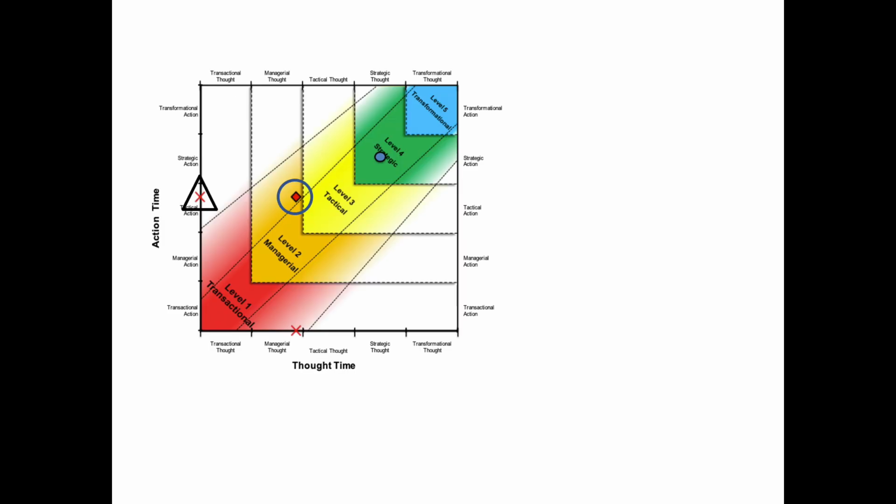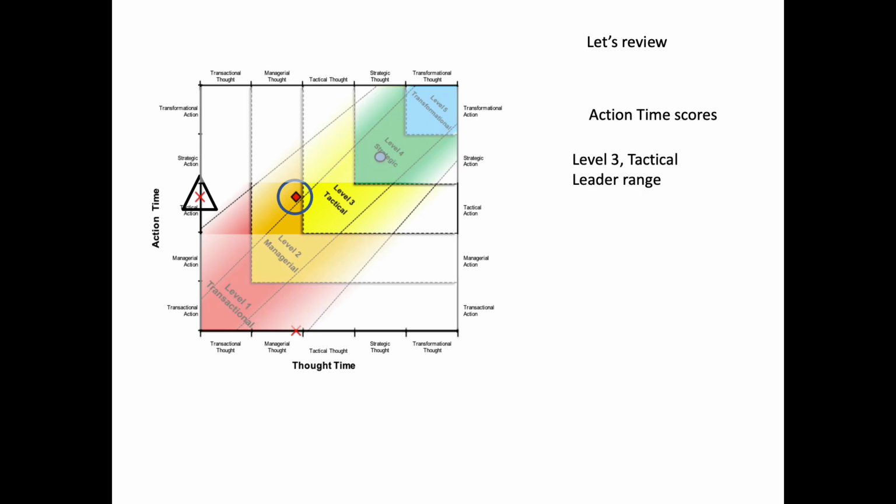Before moving on to the action time scores for this same individual, let's review the full score again. As we mentioned earlier, this person's action time scores fall into the level 3 tactical leader range, so we would expect to see fewer lower level actions here and more higher level ones, and indeed we do.